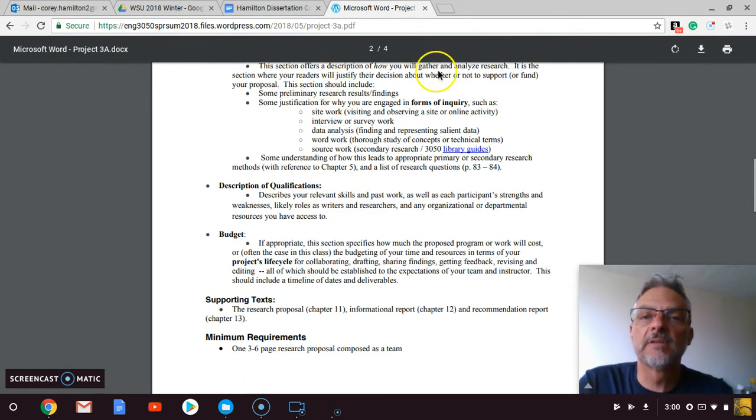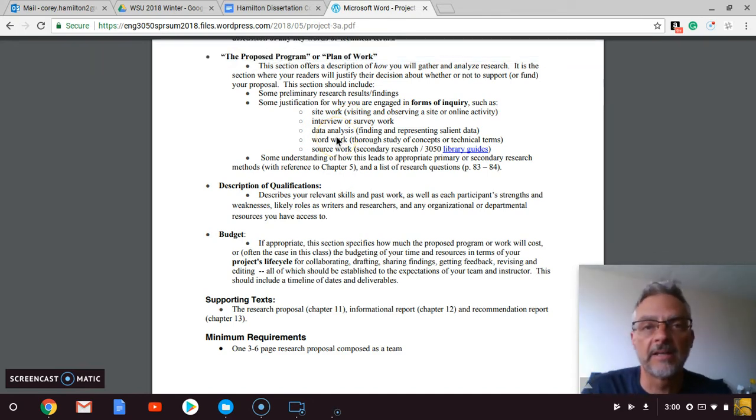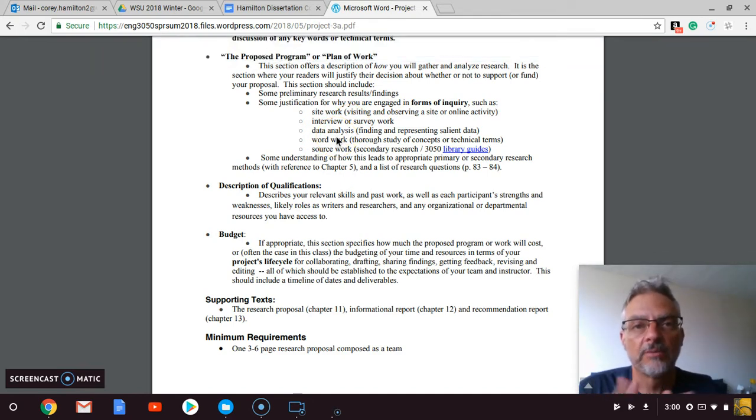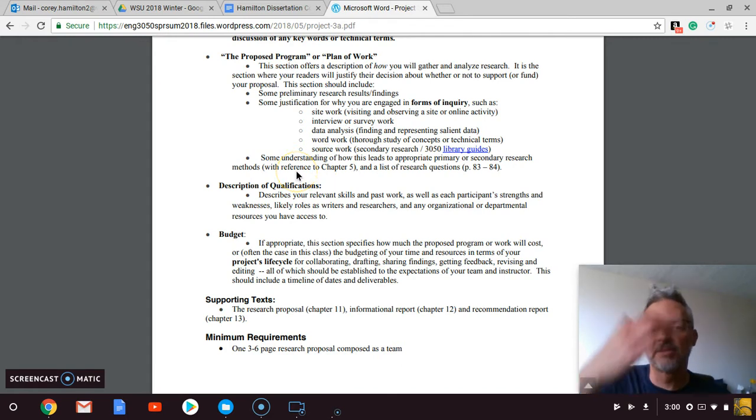So you're going to offer a description of how you will gather and analyze research. You're going to give me some preliminary research findings, because you've got to do something to get an idea of how you've gotten to this point, right? Why you're researching this. And then here's the justification for why you're engaging in forms of inquiry. You hopefully do some site work, you can do some interview work, some data analysis, right? You'll do some word work through concepts, maybe technical terms that they're using. And then of course you'll have your secondary research. And then how this leads to primary and secondary research methods to help inform your methods section, which will be from chapter 5.